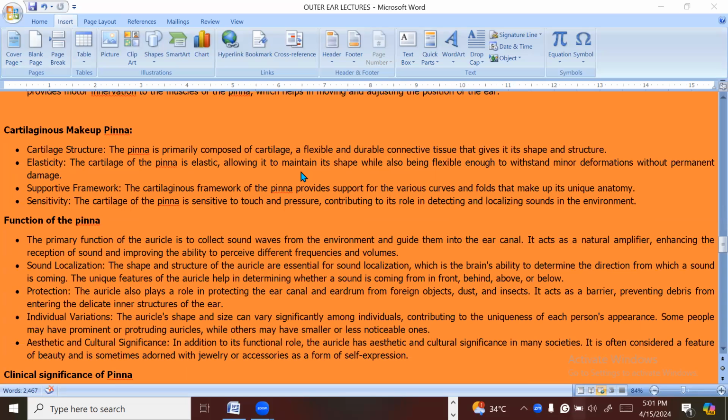And also, there is a supportive framework. The cartilaginous framework of the pinna provides support for the various curves and folds that make up its unique anatomy. The antihelix, helix, tragus and all of that are made possible by this cartilaginous structure of the pinna. The cartilage of the pinna is also sensitive to touch and pressure, which contributes to its role in detecting and localizing sounds in the environment.